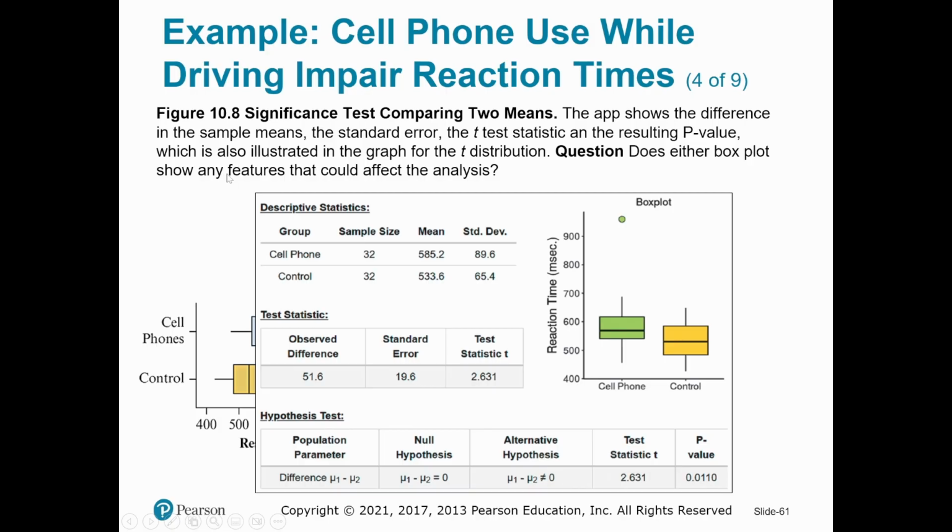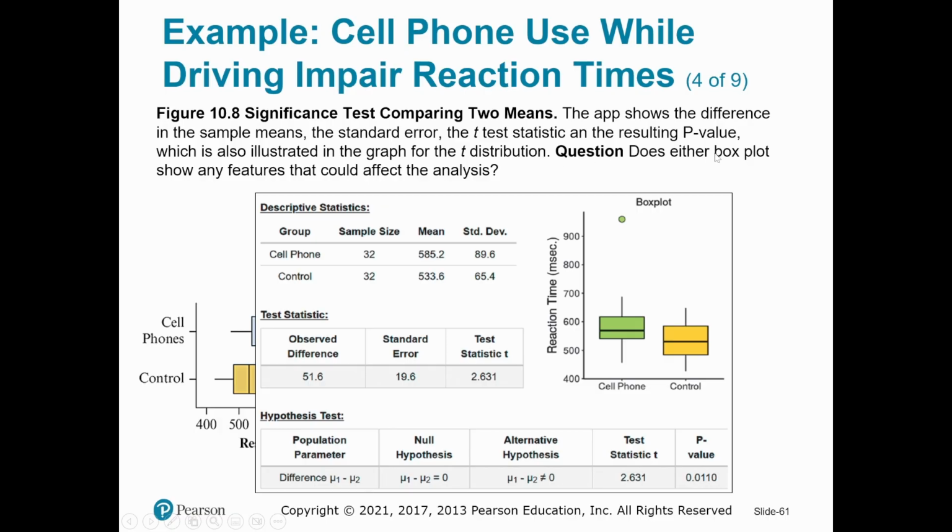Okay. Oh, this is a full slide here. Let's read the text first and then I'll go through all this stuff. So the app shows the difference in the means, the standard error, the T statistic. Now, it's missing the letter D. It should say "and the resulting p-value." So Pearson's quality control missed this one. It should say "and the resulting p-value, which is also illustrated in the graph for the T distribution."